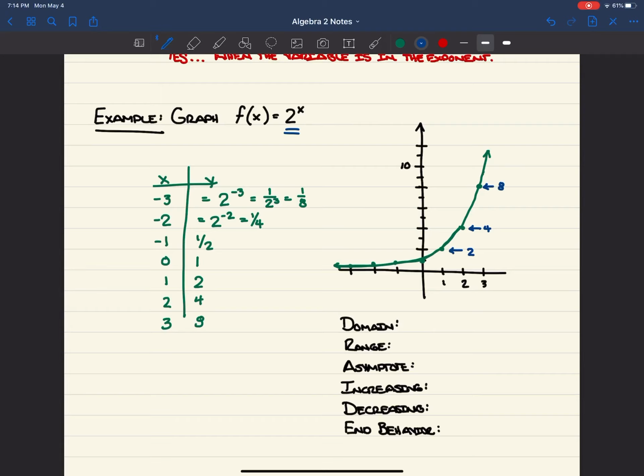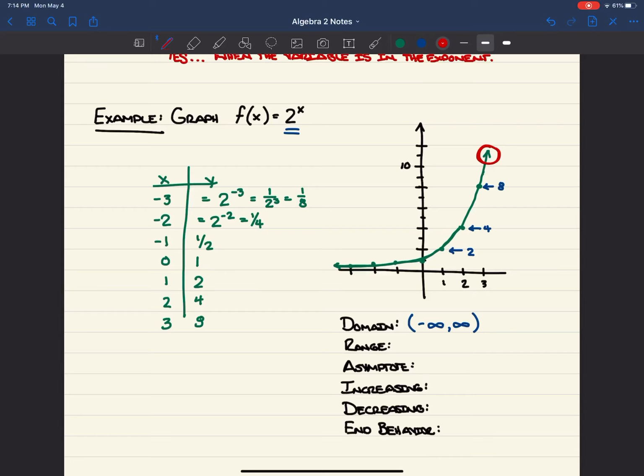If we look at this really quick, we're going to talk about some graphical analysis that we've done throughout the course of the year. We're going to start here with domain. Domain, remember, is our x values. If we think about the graph going to the left forever and to the right forever, then our domain here is going to be -infinity to infinity. Now we're going to talk about range. Range is y values. If we think about our lowest y value to our greatest y value, as we go to the right, our y values are going up forever.